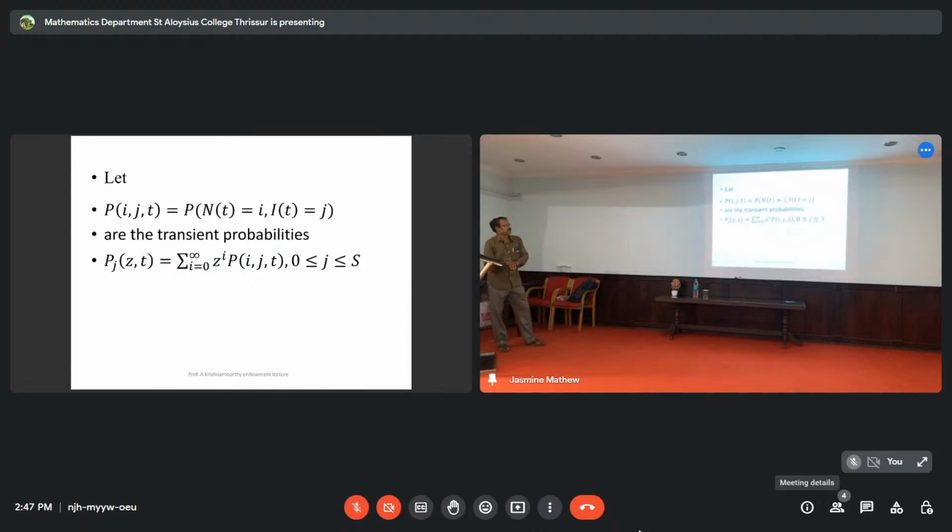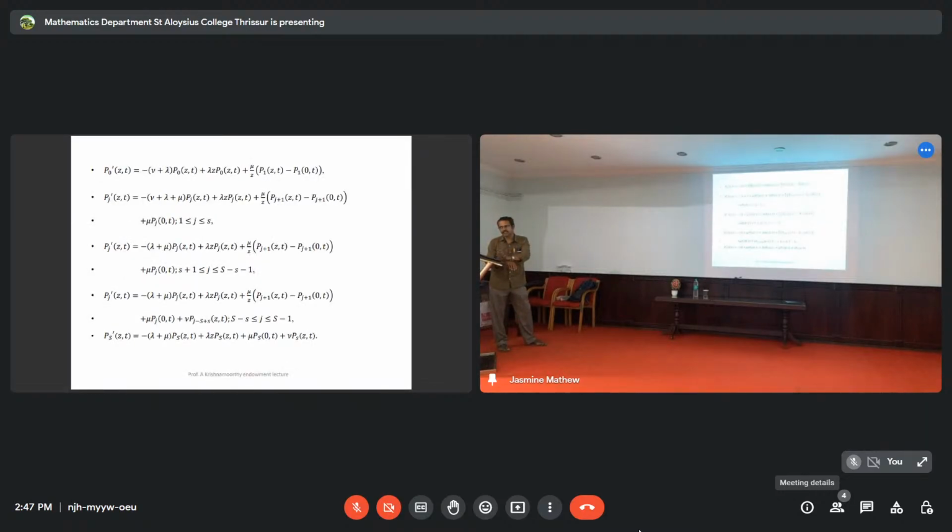And therefore, to solve those PIJTs, we will take the help of generating functions. So Pj z,t is a generating function, so an additional variable z comes into the picture. There are s plus 1 such generating functions. But the procedure from here is the same as before. That is, we will assume that there is a homotopy corresponding to each Pj z,t, which converges to the solution Pj z,t as q tends to 1.